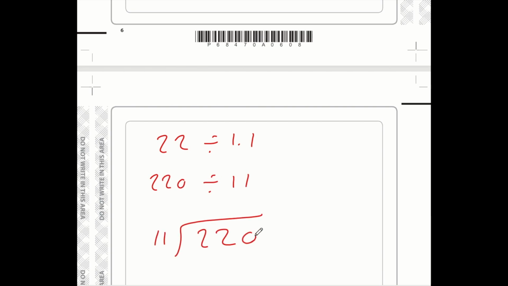Okay, how many 11s go into 2? None, carry the 2. 22 divided by 11 is 2. 0 divided by 11 is 0. So the answer is 20. So 220 divided by 11 is 20. So that means 22 divided by 1.1 is also 20. So we need 20 packs of cladding. There we go. And that is the end of section A.